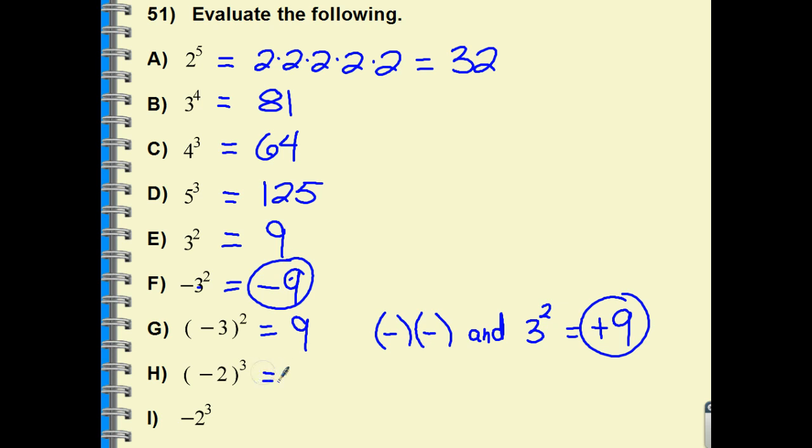The next one down, I have negative 2 cubed. Negative 2 cubed. So that means the negative is going to be cubed. Write that out here. Negative times negative times negative, and 2 cubed. Negative times negative times negative is a negative. 2 cubed is 8. So final answer, negative 8.